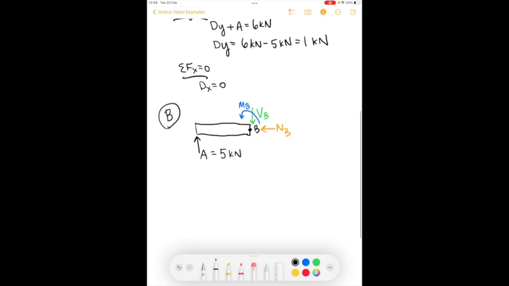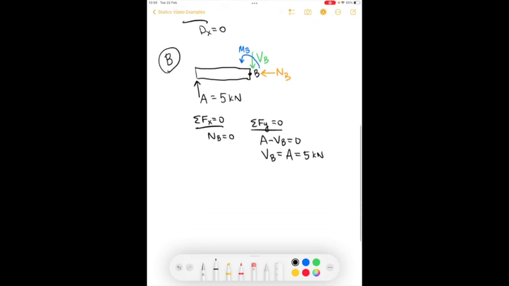Now we'll use our equilibrium equations to solve. Summing the forces in the x direction, we see that NB is equal to 0. Summing the forces in the y direction, we find that VB is equal to A, which is equal to 5 kilonewtons. Finally, we can sum the moments about the point B.